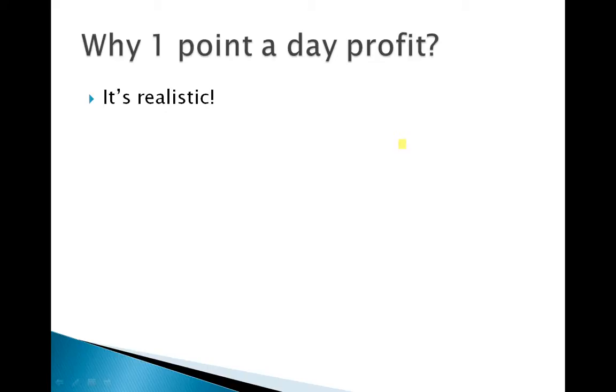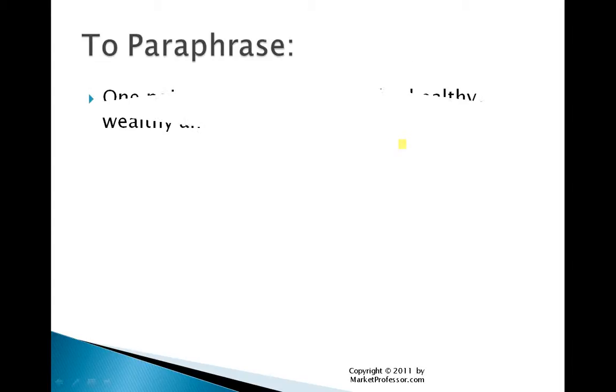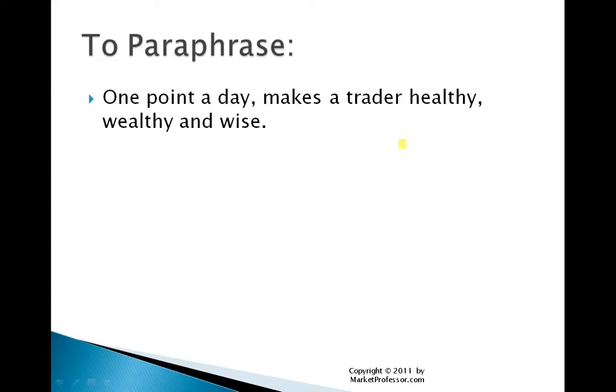Now, you may ask, why should we assume one point a day profit? Well, over the years of watching the market and experimenting with different strategies, I believe that 1 point a day in S&P mini futures markets represents a realistic profit goal for quality traders. 1 point a day represents a very small move of the total market's daily fluctuations. So to paraphrase a popular saying, 1 point a day makes the trader healthy, wealthy, and wise. Which means that with the proper risk taken, this 1 point presents a $1 billion opportunity for a trader.